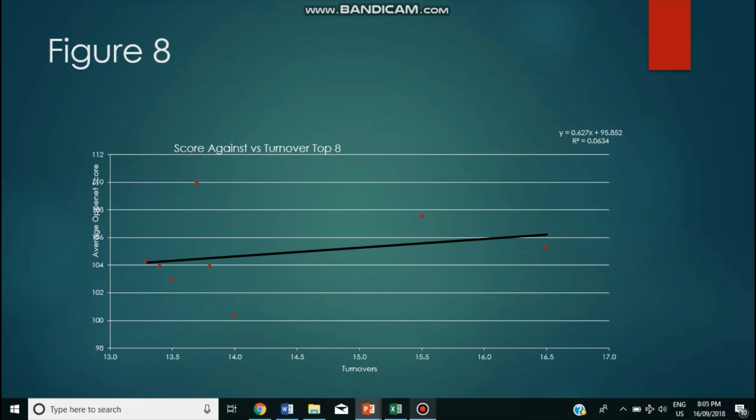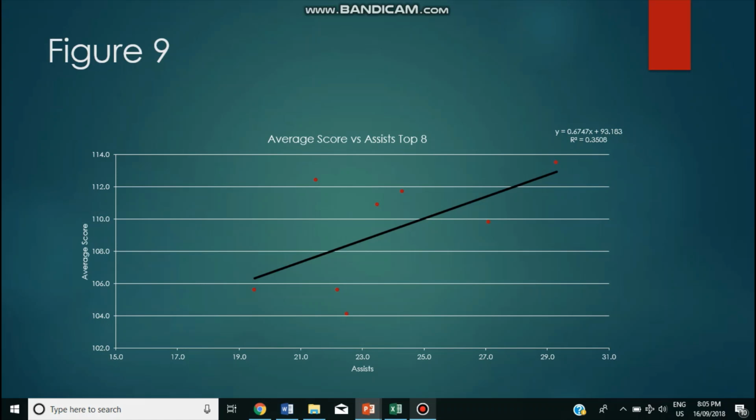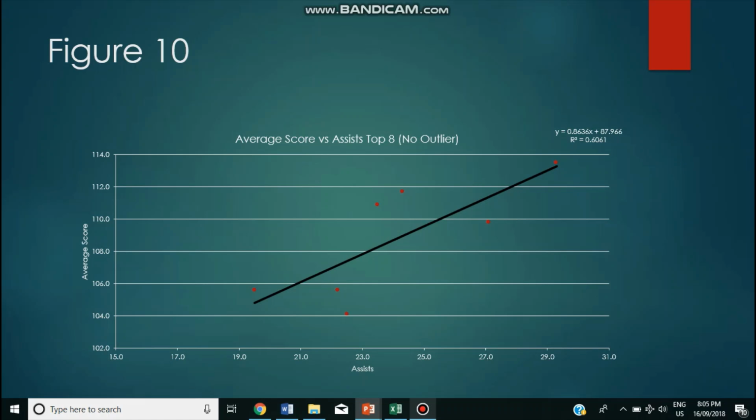Figure 9 depicts the top 8 teams' average score versus average assists per game. Its determination coefficient is only marginally higher than that of Figure 4, which was not expected. As with the top 8 teams, it would be assumed that there would be a much stronger linear relationship. With this information gathered from Figure 9, it was decided that an outlier was to be dropped out to find a higher level of correlation.